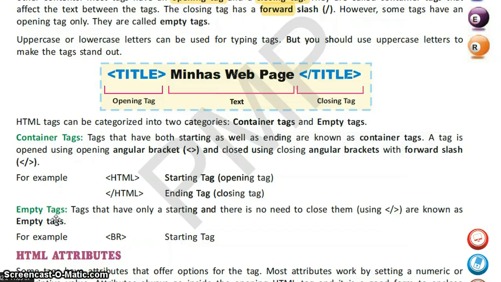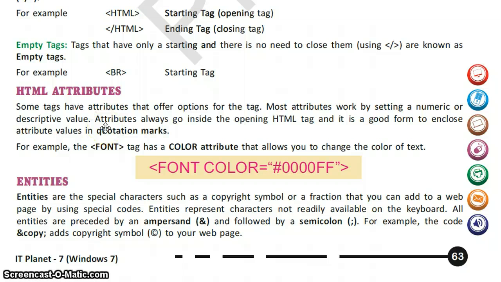Now, as I have told, empty tags do not have a closing tag. So the BR tag. BR is the break tag. When you require a break in your text, or the text to start from the next line, then we use the BR tag, and it has only a starting tag, no closing tag. Now, attributes. What are these attributes?